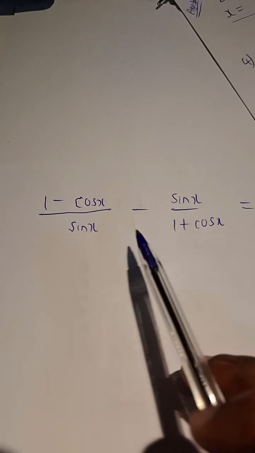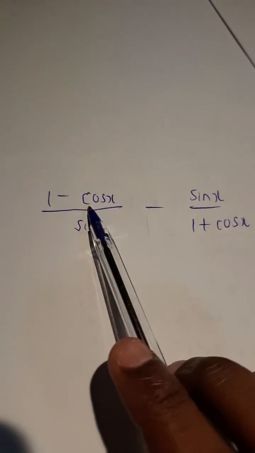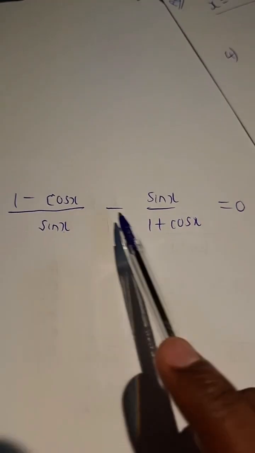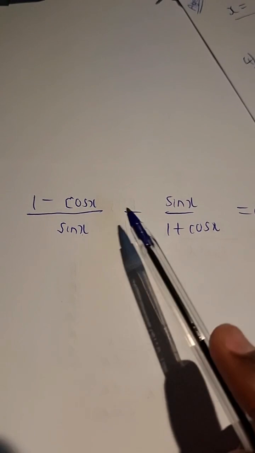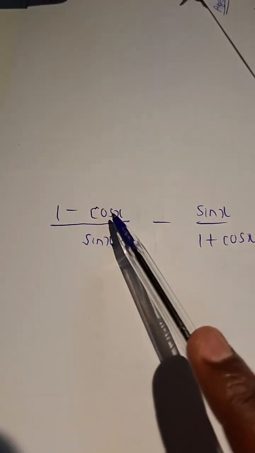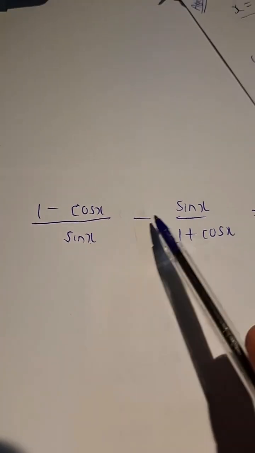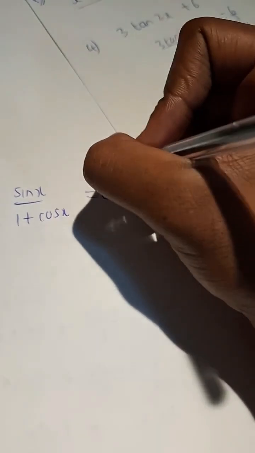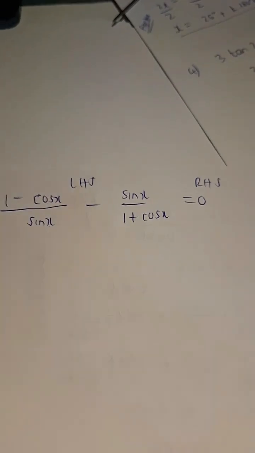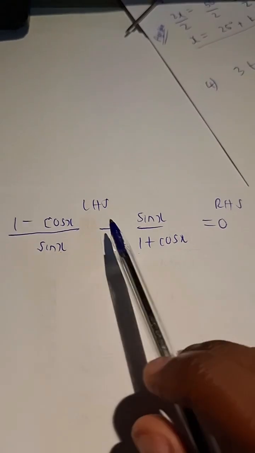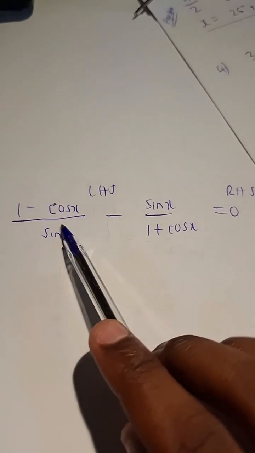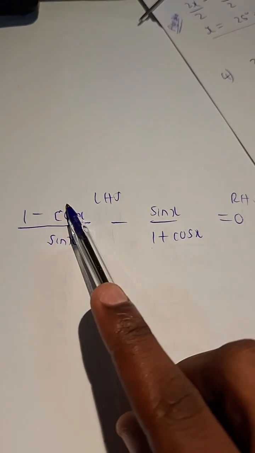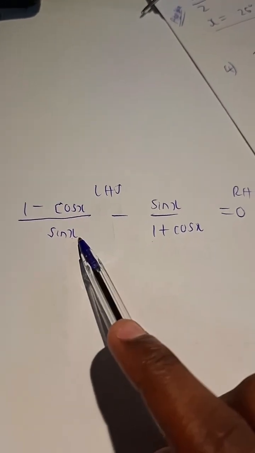1 minus cos x over sin x. I'm doing this. This is my last one before I leave, guys. I have to prepare and go. Work is calling. 1 minus cos x over sin x minus sin x over 1 plus cos x. Okay, so we have a left hand side. We have a right hand side. Now, once again, what do you have here? 1 minus cos x over sin x minus sin x over 1 plus cos x.